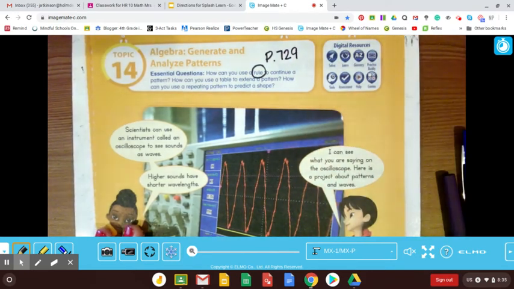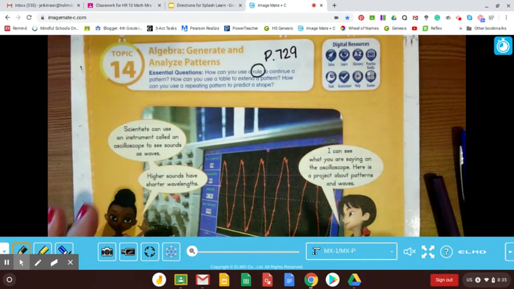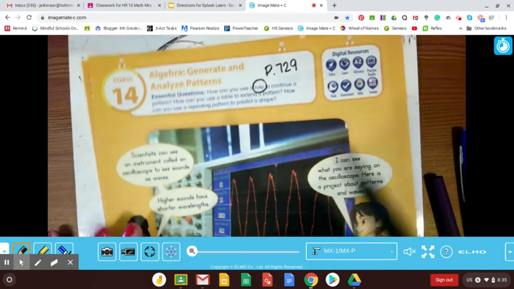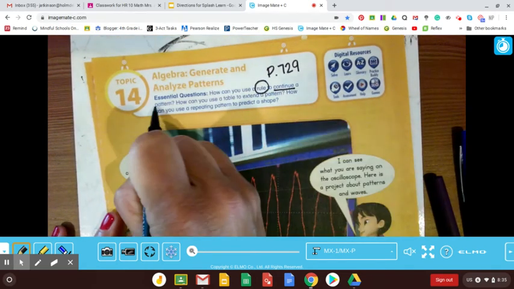In case you're wondering where I'm at, you should be doing the same things that I'm doing. So how can we use a rule to continue a pattern? All right, so continue a pattern.